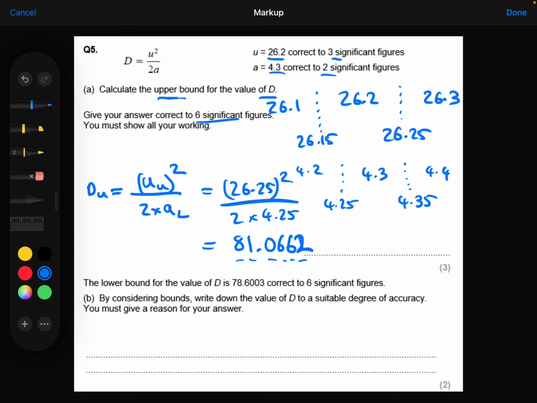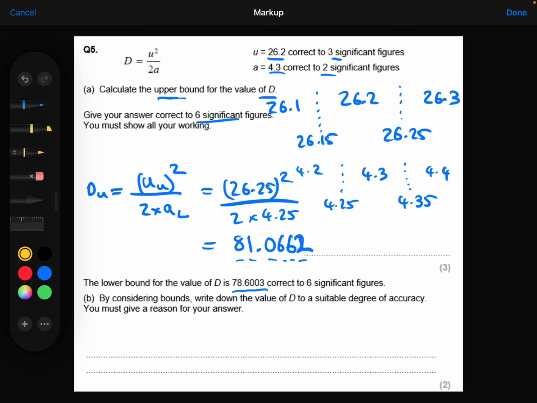We're then told that the lower bound for the value of D is 78.6003, correct to 6 significant figures. By considering bounds, so by looking at both of these values, write down the value of D to a suitable degree of accuracy and give a reason for your answer.